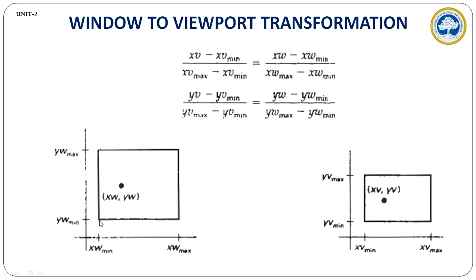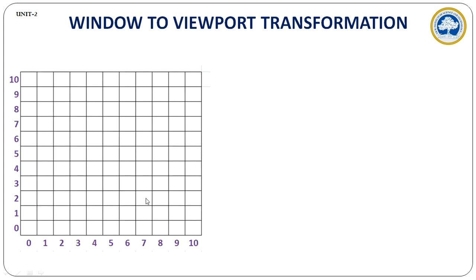This coordinate shows the x window minimum and y window minimum value, and this coordinate gives the x window maximum and y window maximum. In the same way, the viewport is also a rectangular area that resides inside the window. So it also has the x viewport minimum and y viewport minimum, and x viewport maximum and y viewport maximum. Consider the window having a maximum of 10 pixels in the x-axis as well as the y-axis.